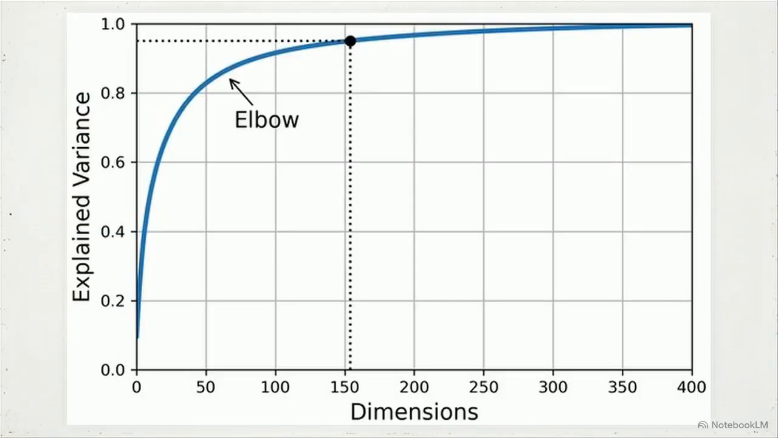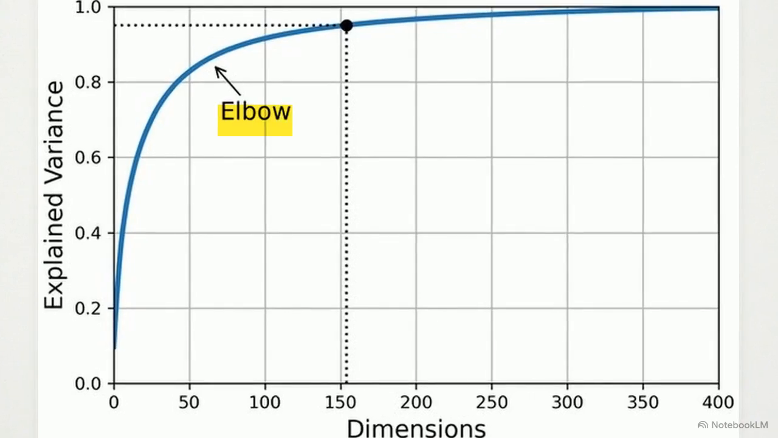This plots the explained variance ratio. It tracks how much information we retain as we add dimensions. Notice the elbow in the curve. By the time we reach 154 dimensions, the curve flattens out, showing we safely retained 95% of the original variance.